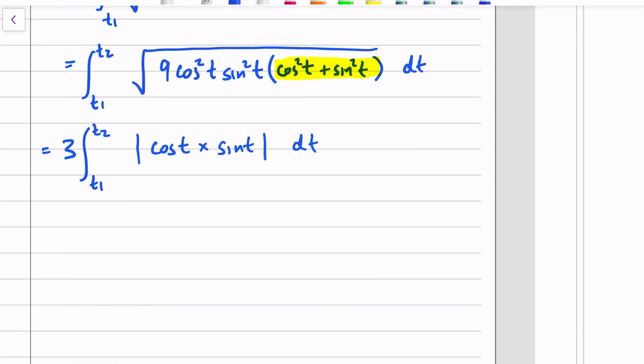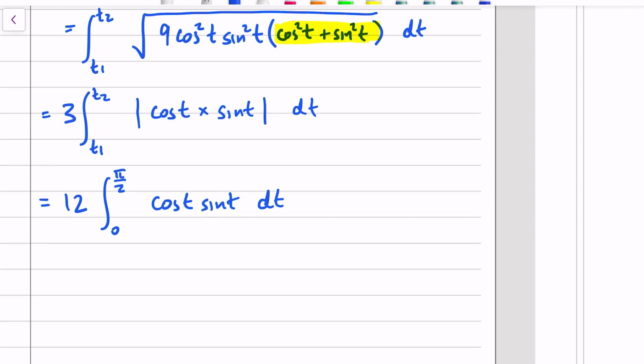Okay, but that means what we want to do is write 12 lots of the integral between 0 and pi over 2 of cosine t sine t. 12 because I'm finding one quadrant and then I'm timesing the perimeter by 4. Cos t sine t, why have I done that? Why has the simplification helped? We've got a double angle formula on the formula sheet, which is this one. We can exploit this by putting a 2 there, changing this to a 6.